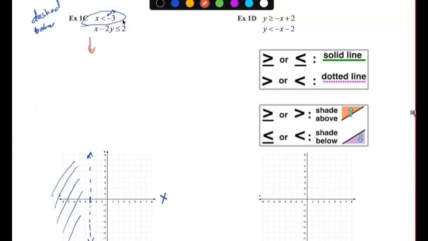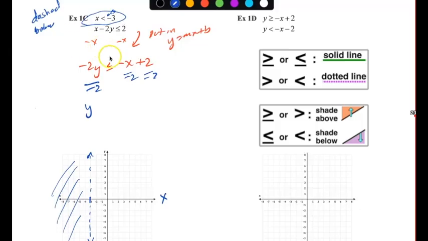So first we have to move it. I'm going to put this in y equals mx plus b. So let's subtract the x from both sides. We get negative 2y is less than negative x plus 2. And then we're going to divide by negative 2. Keep in mind, since we divide by negatives, we have to switch the inequality. Anytime you multiply or divide by negatives, you have to switch the inequality.